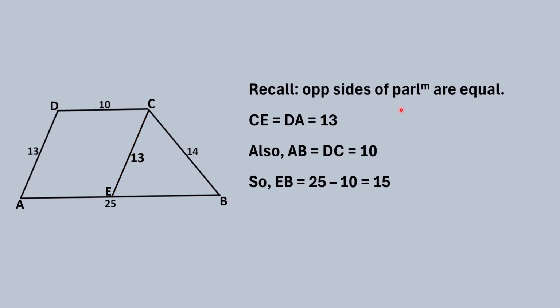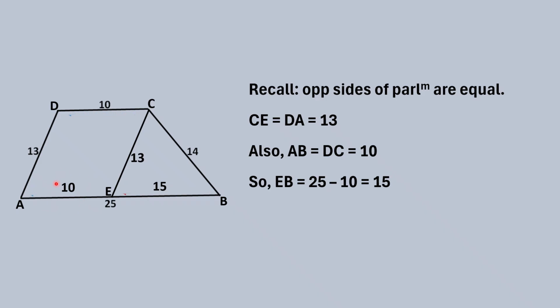Now recall, opposite sides of a parallelogram are equal. The same concept we used earlier. So you can see the blue line, the top and bottom, they must be equal. So DC should be equal to AE, not AB, AE. So AE is 10 units. DC is 10 units. So in the parallelogram, the top side must be equal to the bottom side.